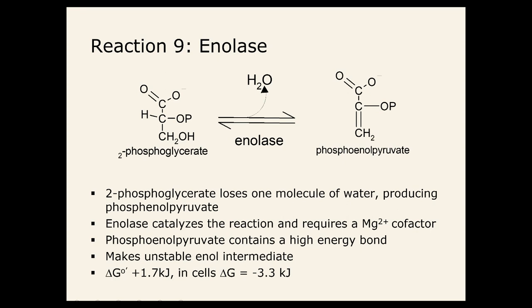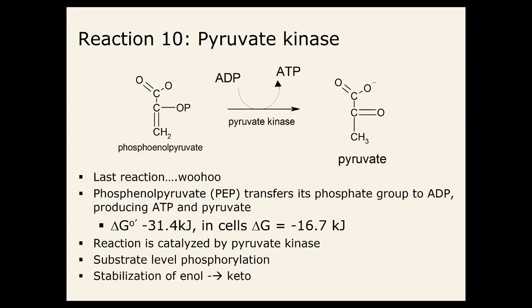Now, 2-phosphoglycerate produces a really interesting molecule called phosphoenolpyruvate. One of the things that should strike you about this molecule is how unusual it is. It has a lot going on. It's got the carboxylate group, it's got a phosphate group, and it has the double bond. It's what we would call an enol intermediate. And the key idea here, and this is really important, is that it's really unstable. It's that instability that explains the next step, which is the last step in the process.